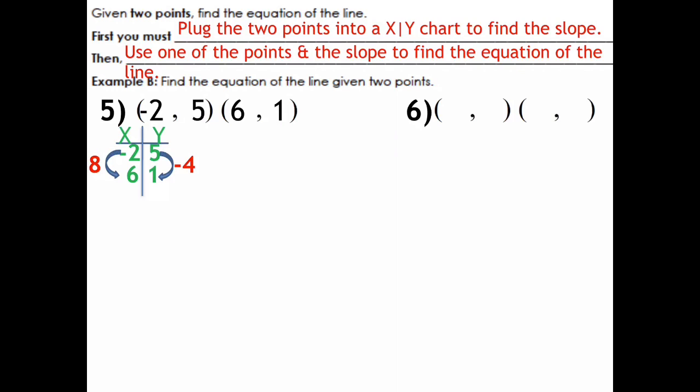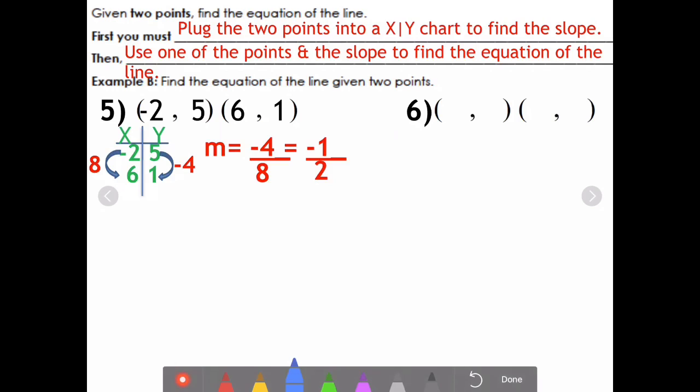So that tells you that the slope is negative 4 over 8, which is the rise over the run, or in other words, the change in y over the change in x. Now you would not use this one because it's not simplified. They both have a 4 in common, so if you divide negative 4 by 4, you'll get negative 1. If you divide 8 by 4, you get 2. So the slope is actually negative 1 over 2.